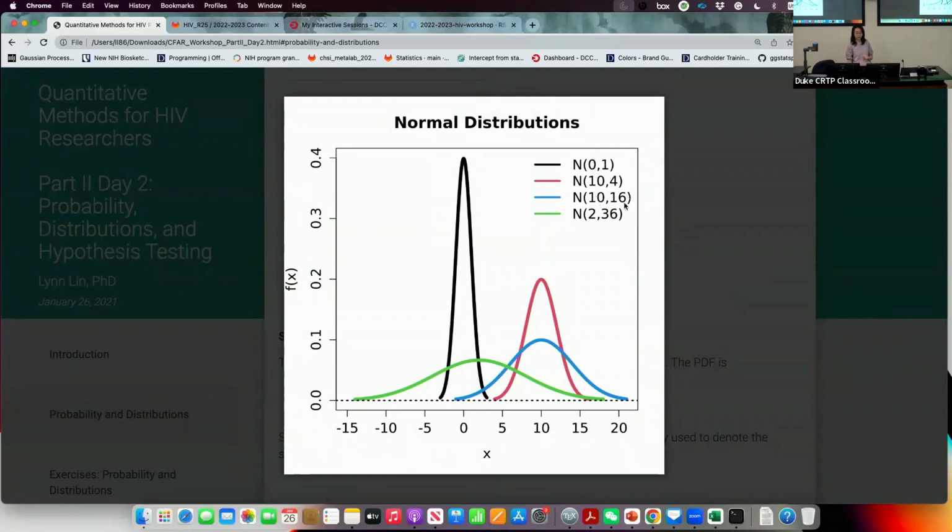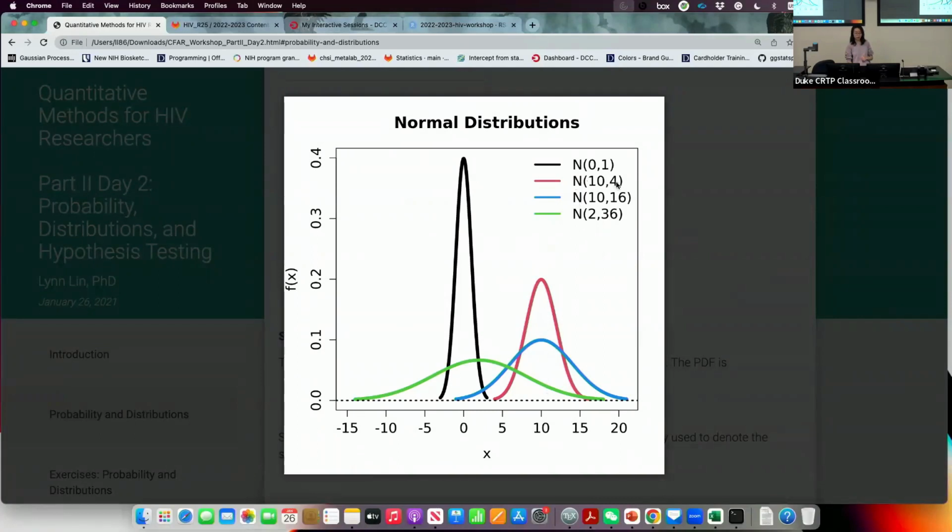Here is an example showing that different specifications of the mean and the variance will give you different normal distributions. Normal 0, 1 is typically called the standard normal distribution. The mean is 0 and the standard deviation is 1. Then this is normal 10, 4. You see that this distribution is shifted; the mode, or center, of the distribution is at 10.